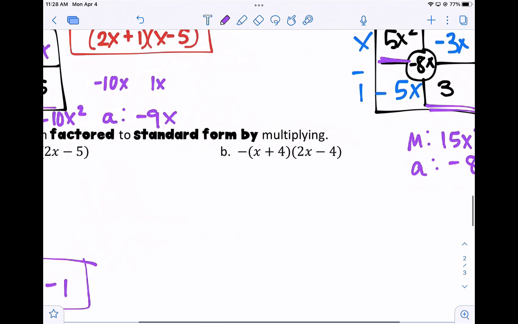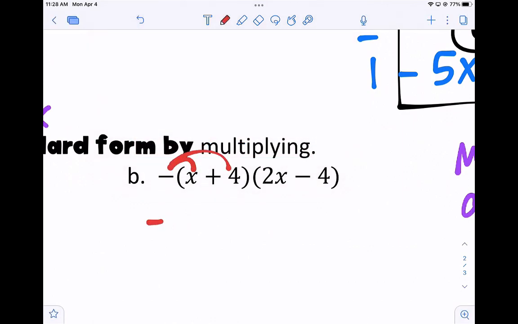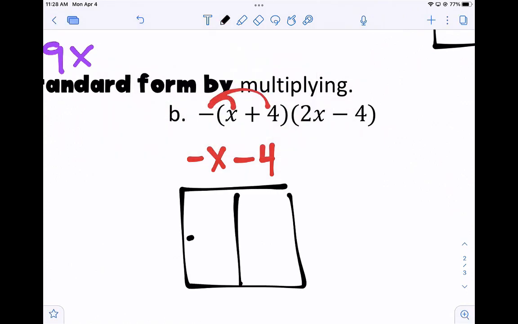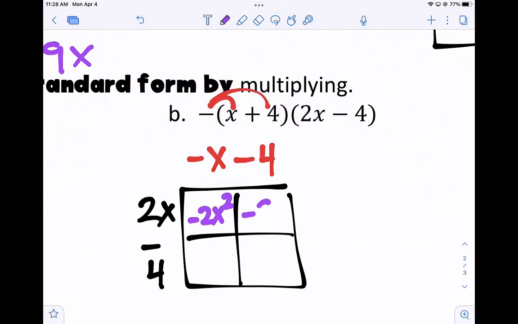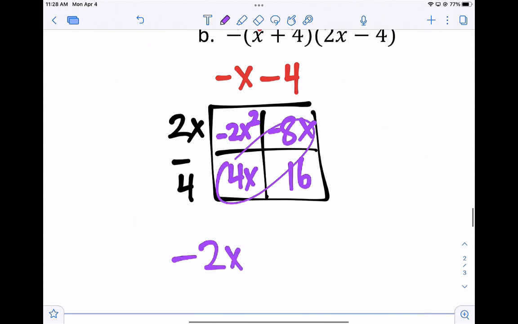All right, let's do it one more time. Here there's a negative that you have to distribute, so it just changes the sign of these. And then we'll multiply that answer by the 2x minus 4 and get the inside of the box. So negative 2x squared, negative 8x, 4x, and 16. Combine like terms, we get negative 2x squared, and that will be a negative 4x and a plus 16.